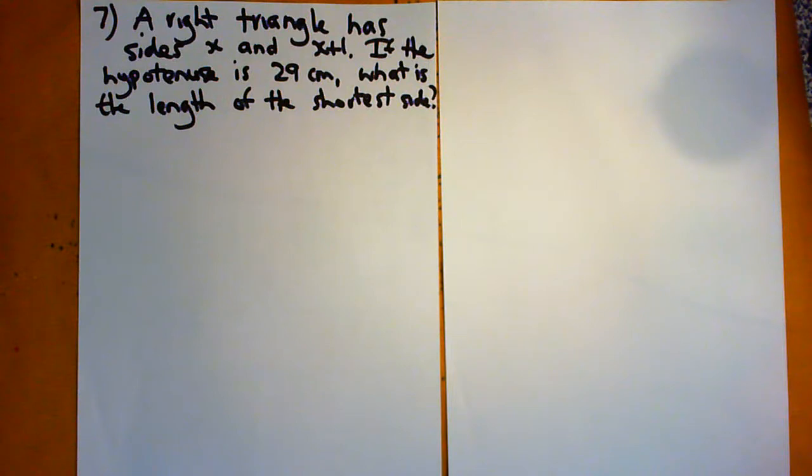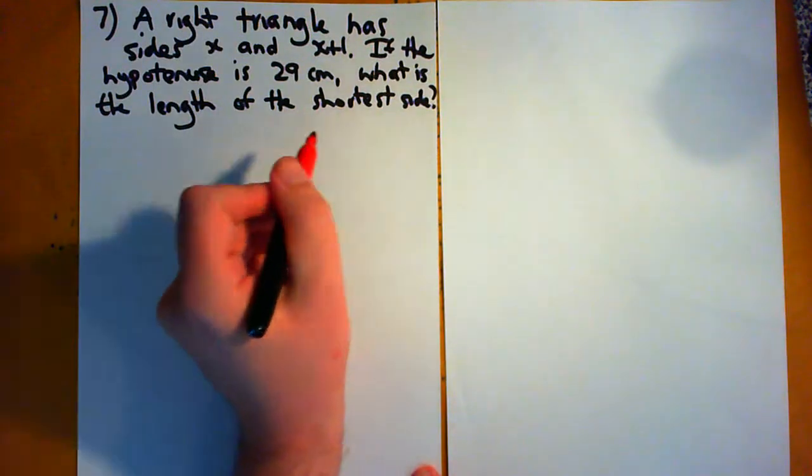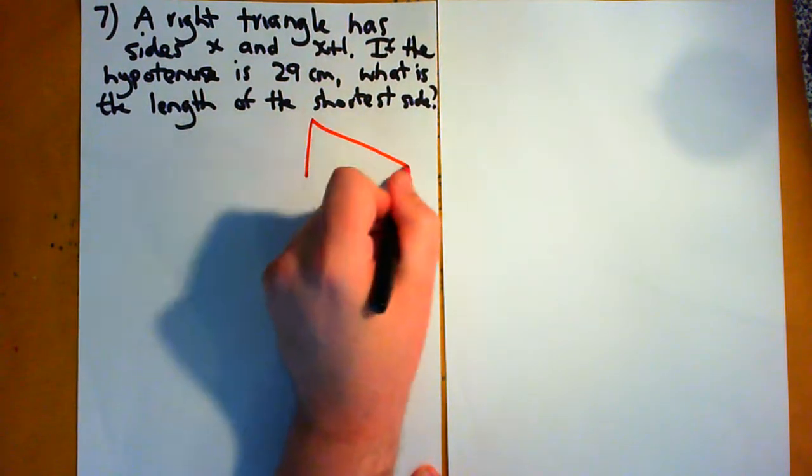So we have a right triangle which has sides of x and x plus 1. If the hypotenuse is 29 centimetres, what is the length of the shorter side? It's a good idea to begin by drawing a little diagram of the situation.